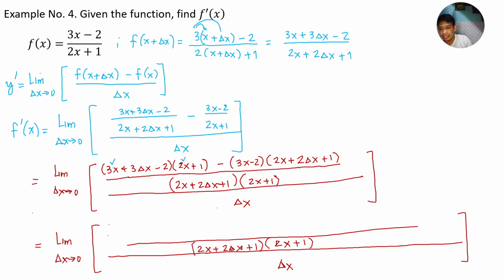First to first, that is 6x squared. First to second, that is 3x. Second to first, that is plus 6x delta x. Again, that is 3 delta x times 2x. Then second to second is plus 3 delta x. Then negative 2 times 2x is negative 4x. Then negative 2 times positive 1 is negative 2.